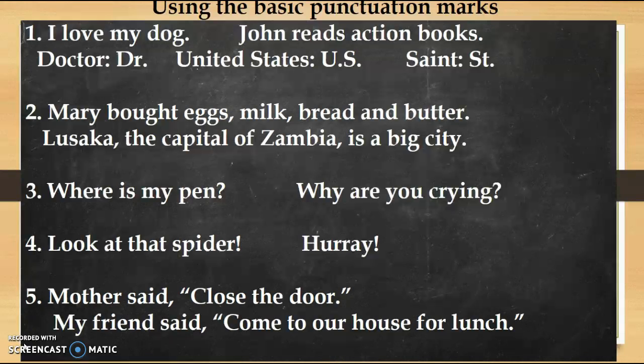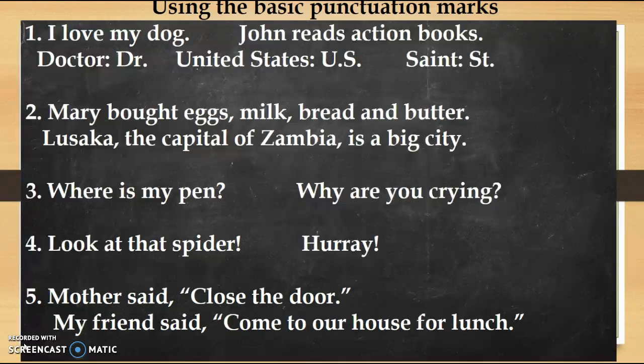And we have the comma. We use it to itemize things or to list things. Mary bought eggs, milk, bread and butter. Or to pause in a long sentence. Lusaka, the capital city of Zambia, is a big city. We have the question mark. We put it at the end of a question. Where is my pen? Why are you crying?